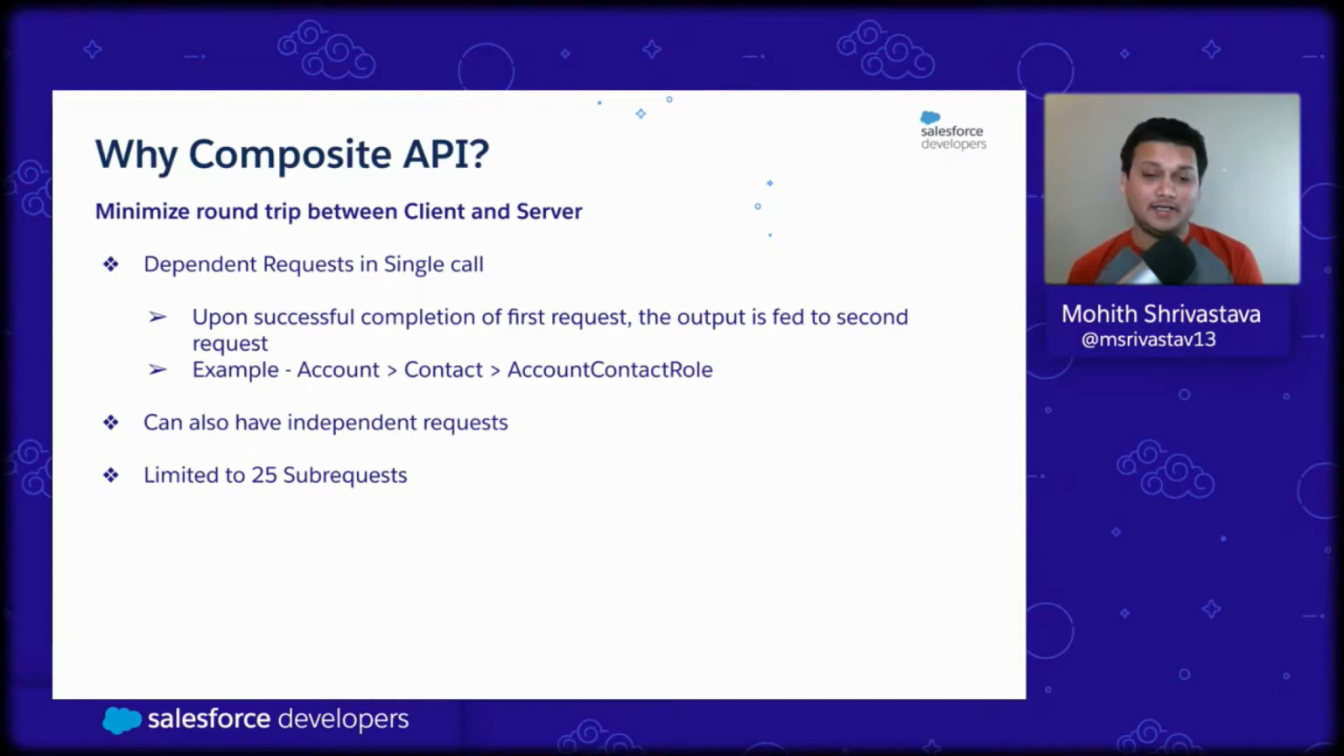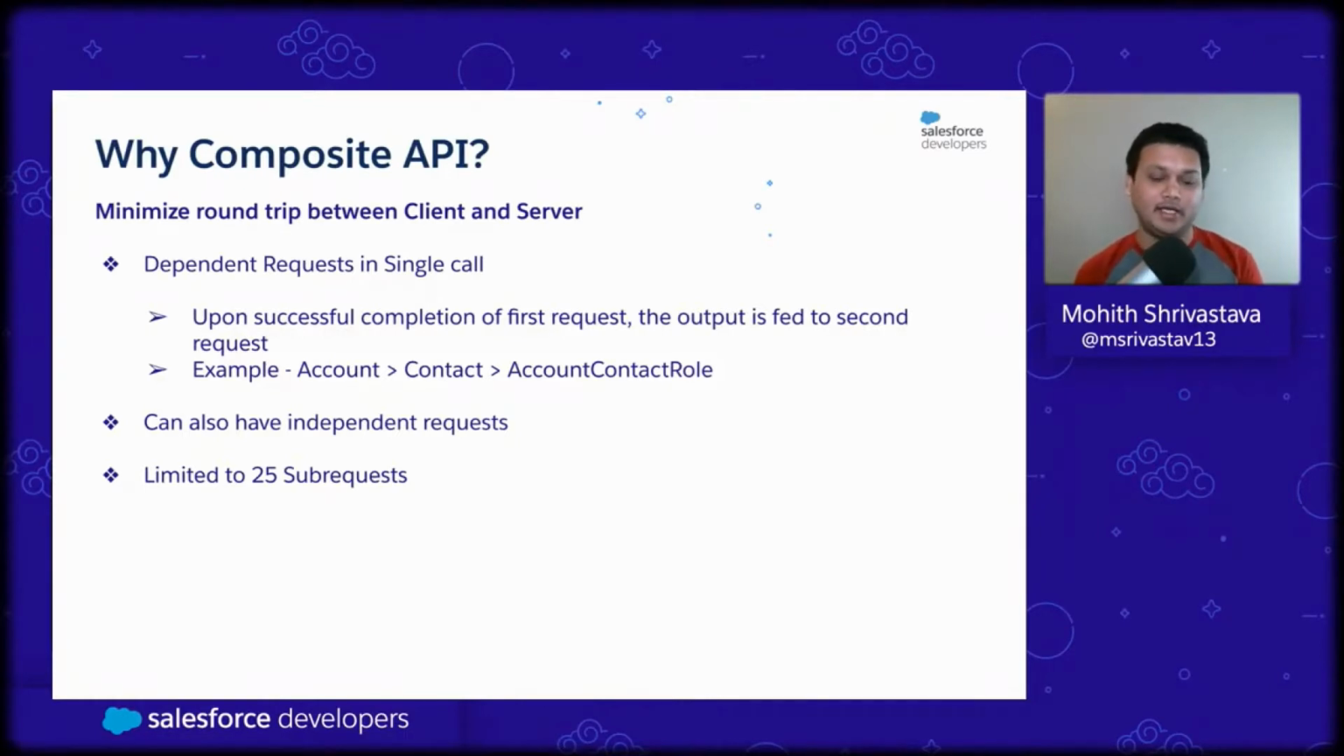So before we get started, let's move through a couple of slides for some of you who might be very new to the terminology here. So what is Composite API? Composite API is designed to minimize the round trip between client and the server.